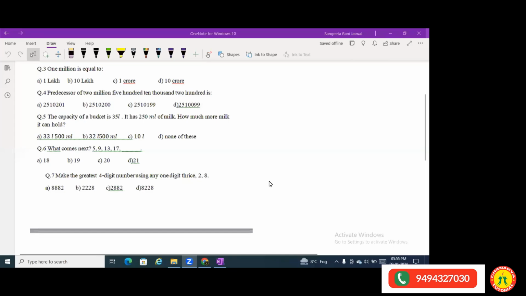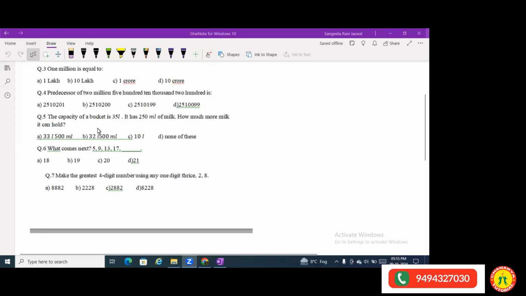Yes, ma'am. I don't see the question here. I don't know where I got this from, maybe from your exemplar. The capacity of a bucket is 35 liters. It has 250 ml of milk. How much more milk can it hold?